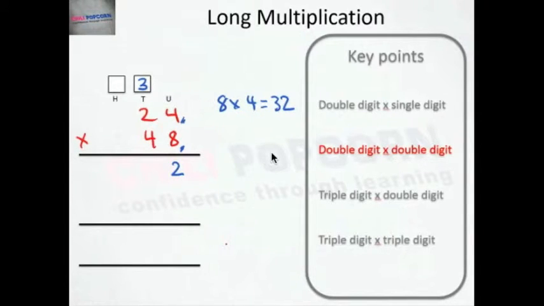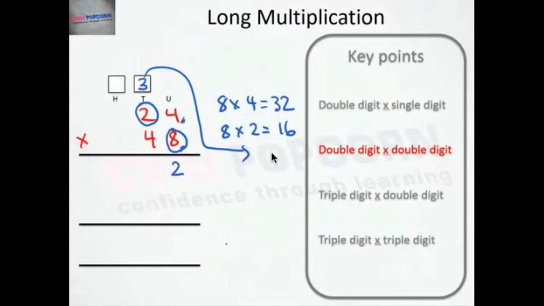Now we're going to do the unit multiplied by the tens. So we're going to do 8 times 2. 8 times 2 is 16. We're going to add the number that we carried forward, remember that we did last time. So 16 plus 3 is equal to 19. And we're going to write down 19 under the hundreds and tens. But we're not finished yet.